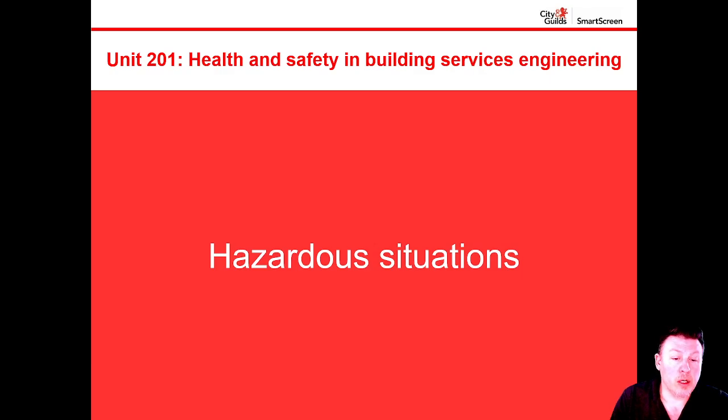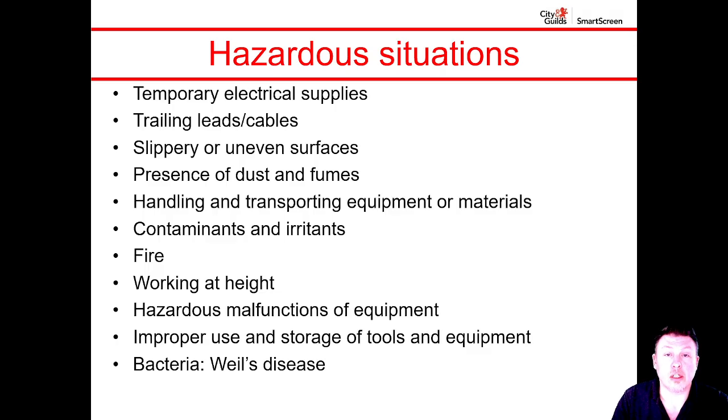Now in this unit, we're going to quickly go over hazardous situations, and on site, there's going to be lots of different situations that could present hazards. Electrical supplies on site or temporary supplies could cause issues. Things like trailing leads and cables on site will also be an issue.